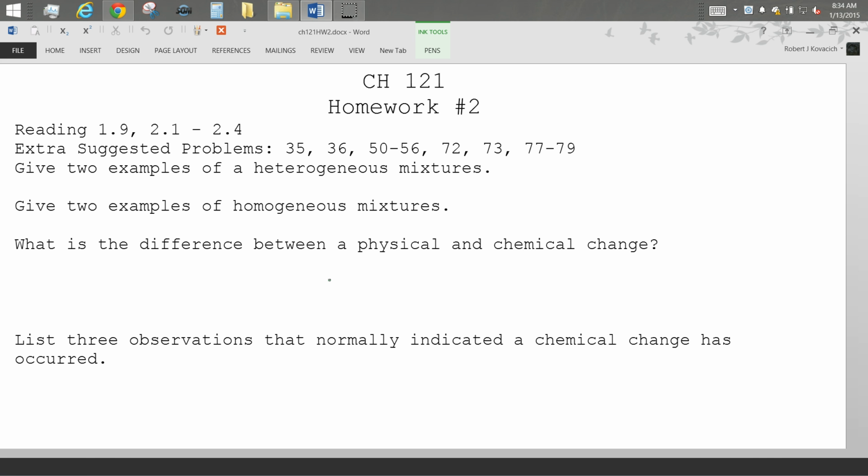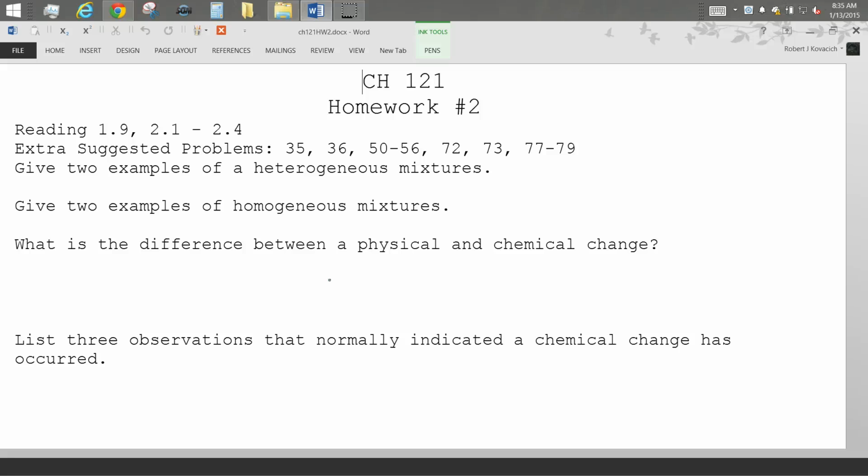How about homogeneous? Water is not, it's a pure substance, not a mixture. Sure, shampoo. Some shampoo, for sure. I heard somebody else say something. Metal alloys? Metal alloys, sure, yeah.